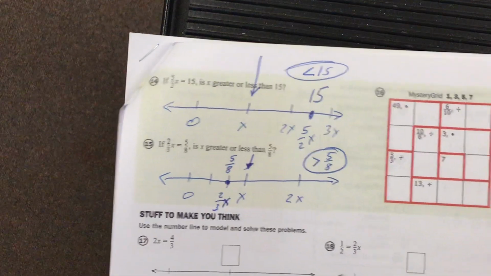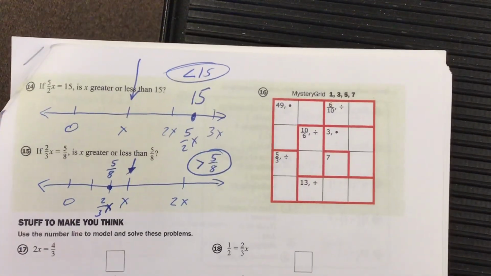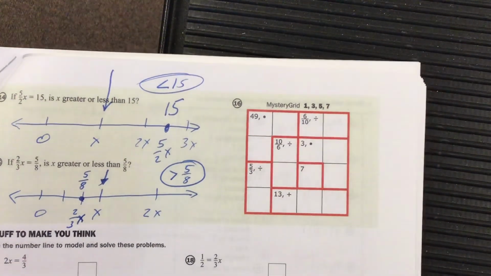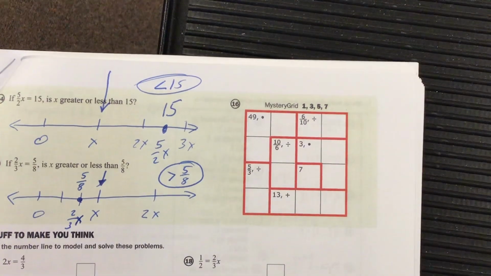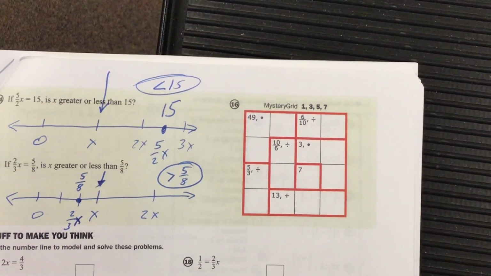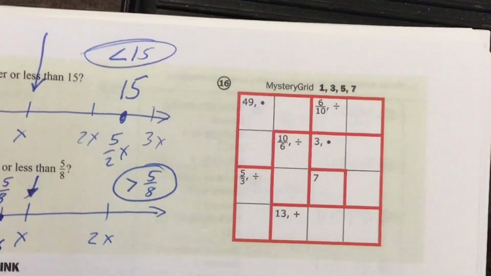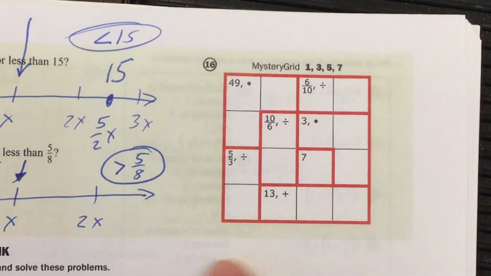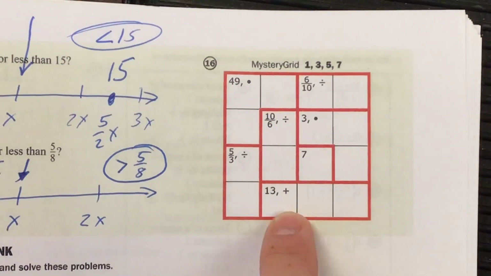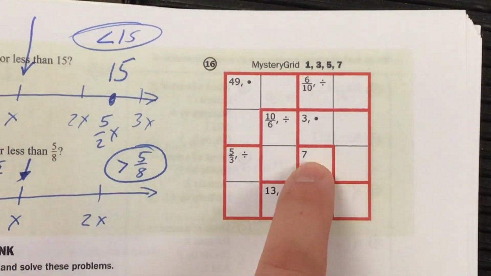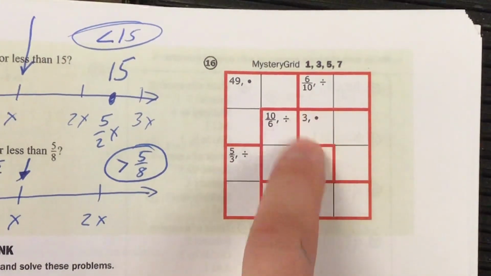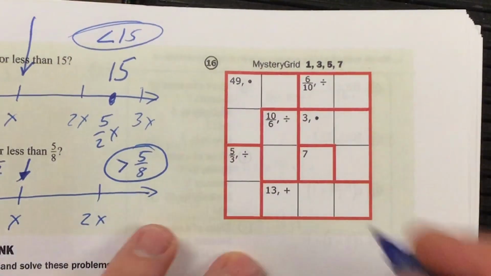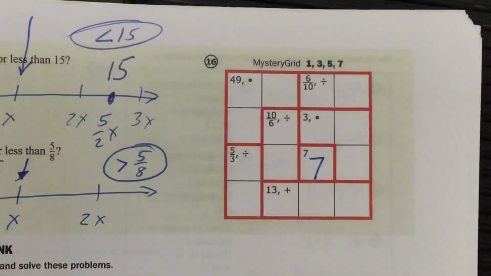All right, we did a lot with mystery grids yesterday. Try this one. Aye, aye, Captain. Do the whole number ones first. That should make it easier. 13, 3 numbers that add up to 13. Numbers that multiply to give you 49. 7 is smack dab right there.